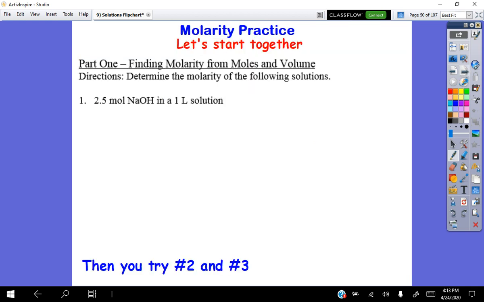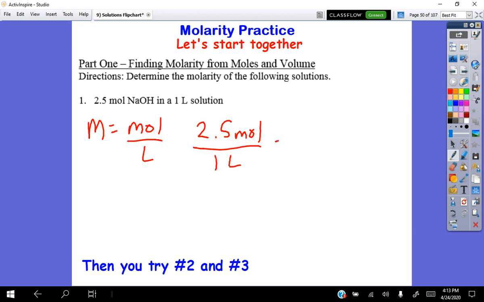All right, first set of molarity problems. In part 1, we're going to use the same setup for all 3 questions. We're going to find molarity from the moles and volume. So we need our first equation. Molarity is equal to moles over liters. I'm given moles in my problem, and I'm given liters, so I can just plug them in. Moles over liters, 2.5 divided by 1 gives me 2.5, the capital M, for my final answer.